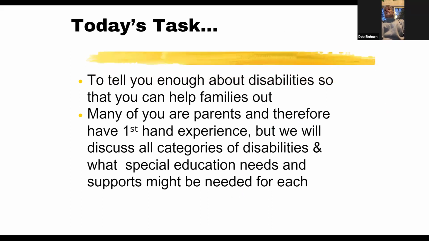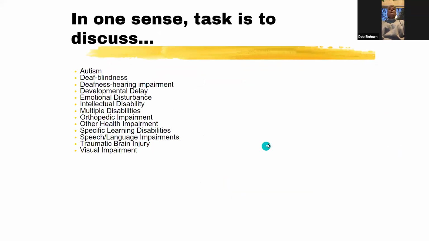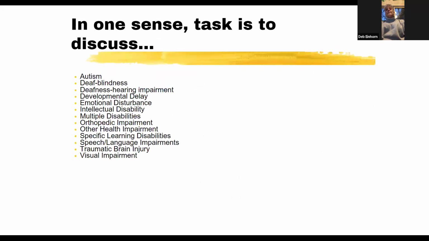Our purpose tonight is to give you enough information that will help you with some ideas on how to be a good advocate for students with particular disabilities. So in one sense, our task is to discuss these categories of eligibility for special education services. What you see on your screen are the eligibility categories in Illinois for children to qualify for special education services.